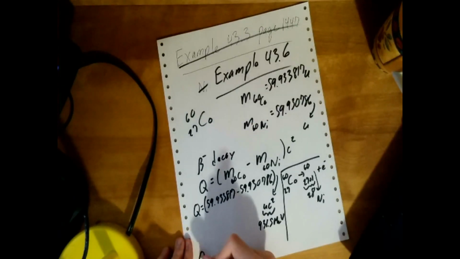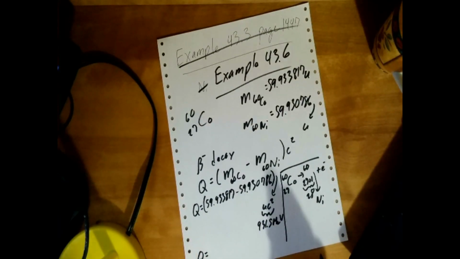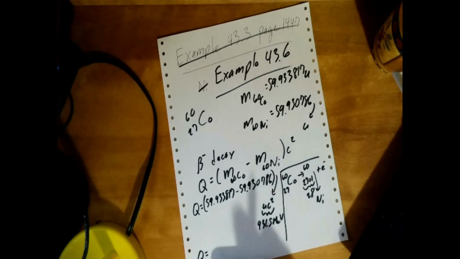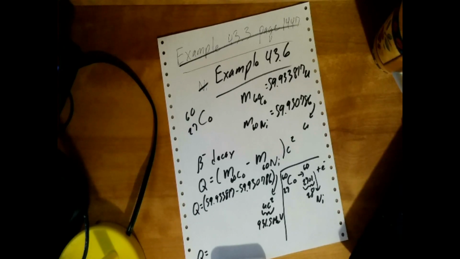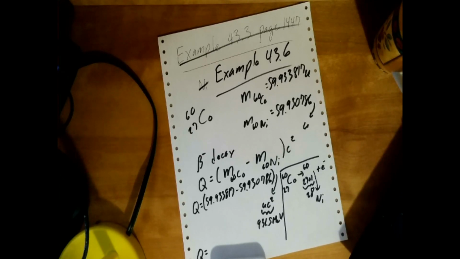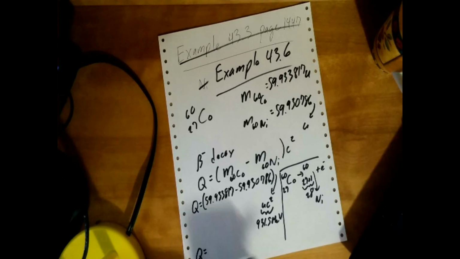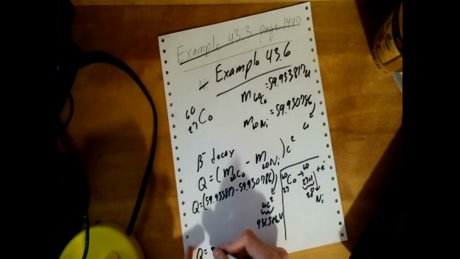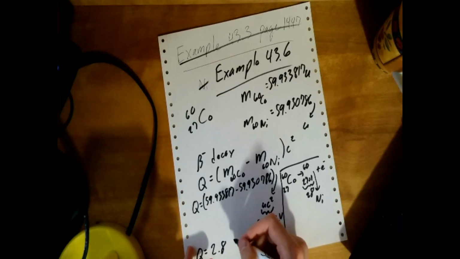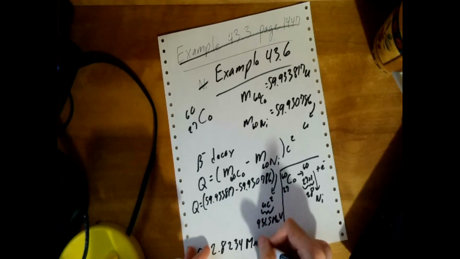And so from this, the energy we have, let's find out, 59.933817 minus this abomination, 786, times 931.5. So I'd end up with an energy of 2.82, let's say 34 mega electron volts.